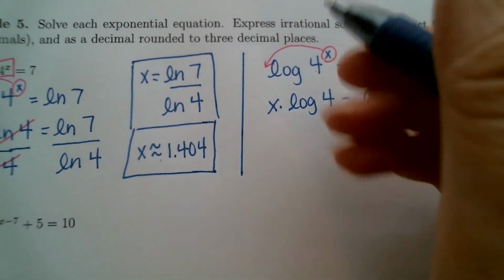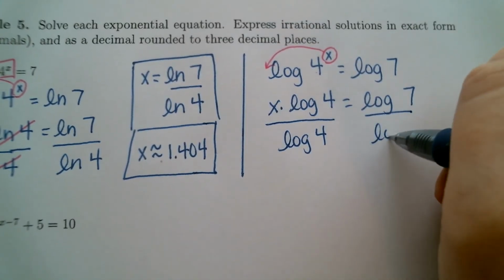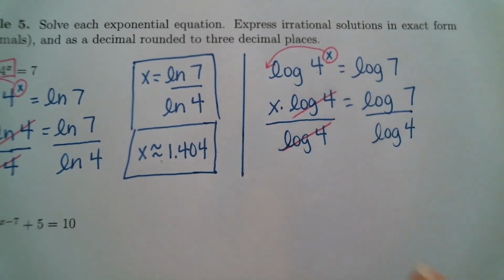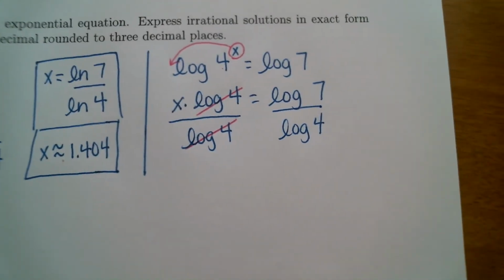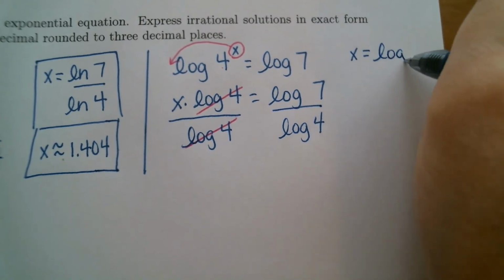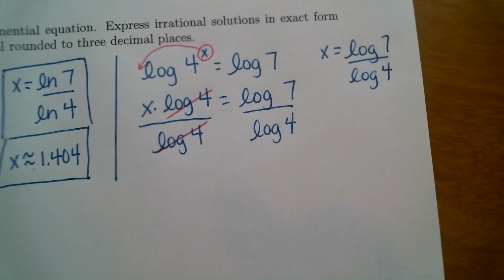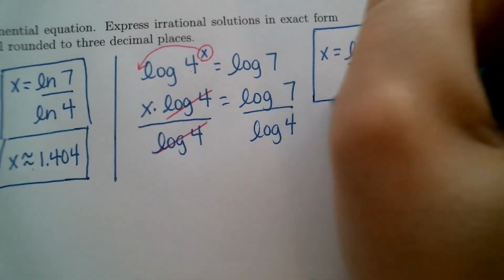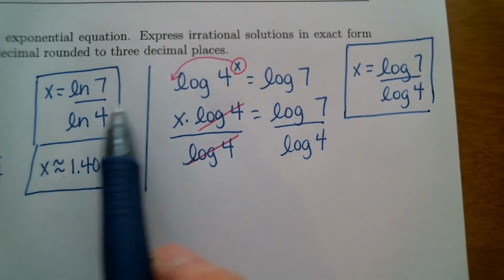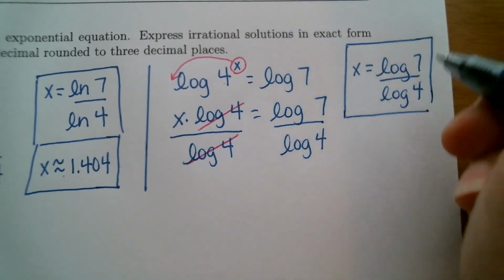If you want to undo x times a number, you're going to divide both sides by that number. So we're going to divide both sides by the log of 4. These cancel. It's completely parallel to using ln. So you're going to get that x is equal to the log of 7 divided by the log of 4. This is another way you can write the exact answer. It does not look the same as this one because one has ln and one has log, but they are actually the same number.